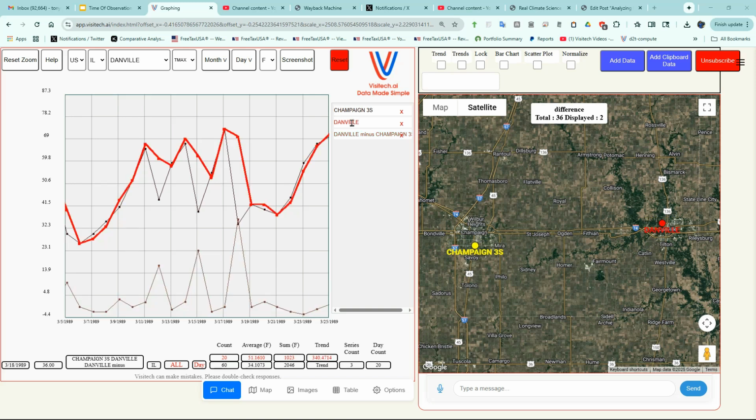And if we look at the graphs for Danville and Champaign, we can see exactly what's going on. There were 3 spikes in temperature that month. During the first spike, Danville had 2 warm days, but Champaign only had 1. During the second spike, Danville had 2 warm days, but Champaign only had 1. And the same thing happened on the third spike. This is a big red flag that there's a problem with the way the temperatures are being measured.